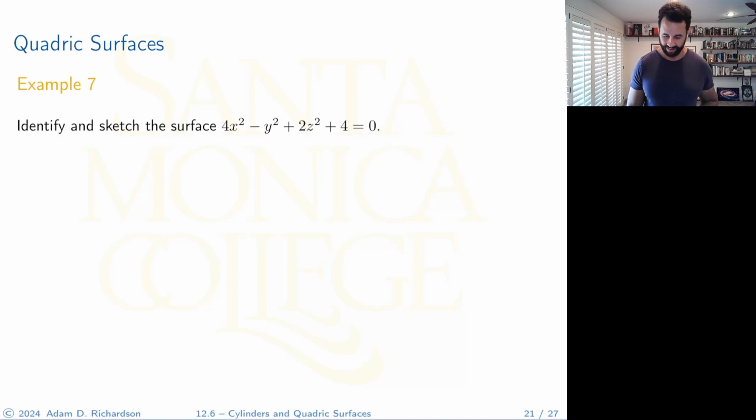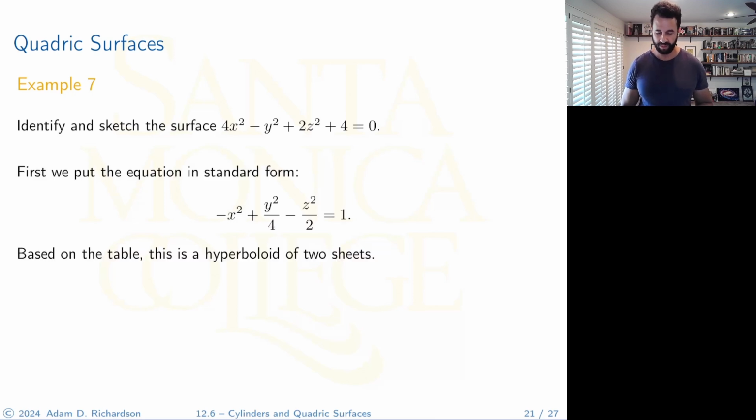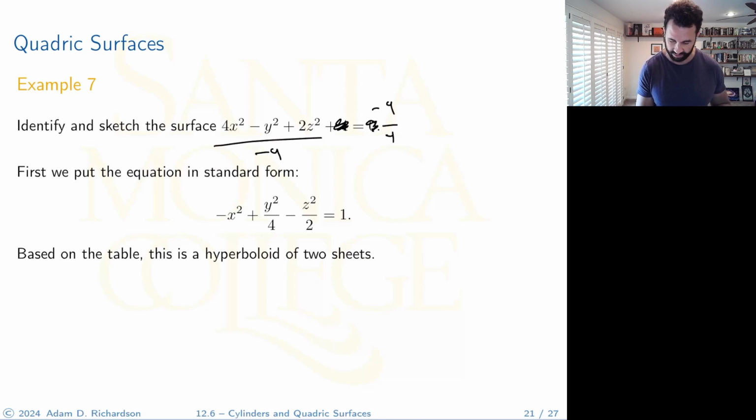Right, let's take a look. It may not be immediately apparent just looking at it because it's not in standard form, but we can put it in standard form. So what I did here was I subtracted 4 to get -4 over here, and then I divided everything by -4. So let me write this here. Change this to -4, and then divide everything by -4 so that the right-hand side is normalized as a 1, right? And now you can kind of see what goes on.